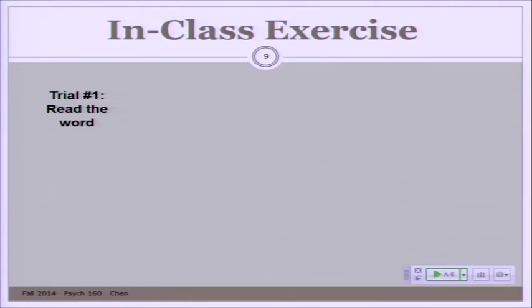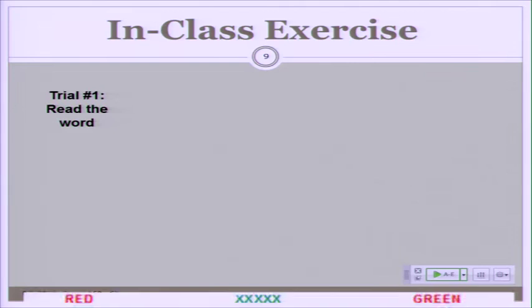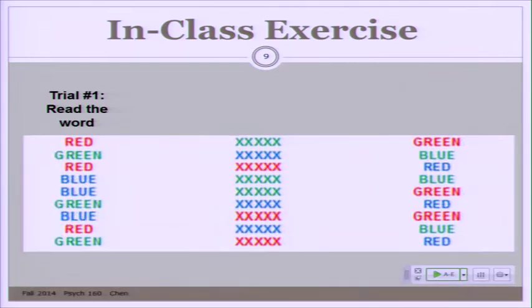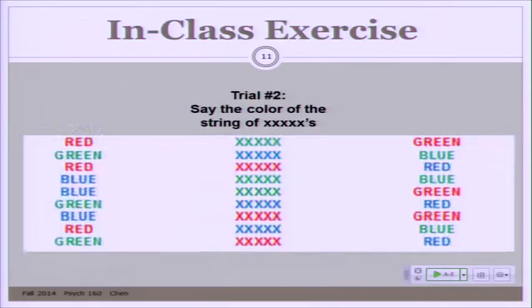So let's see this in action so you really get a feel of what I mean by an automatic behavior right here in class. Read that first column of words out loud, please. Go. Now, for the second column, please just say the color of the string of X's out loud, starting with green. Green, blue, red, green, blue, red.